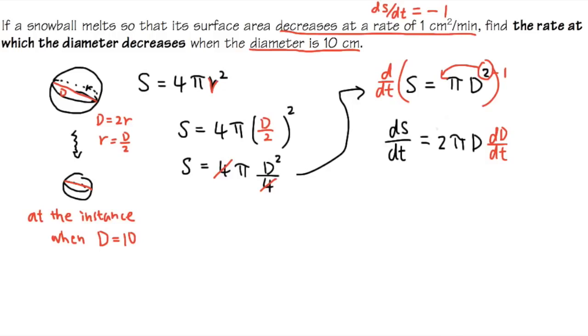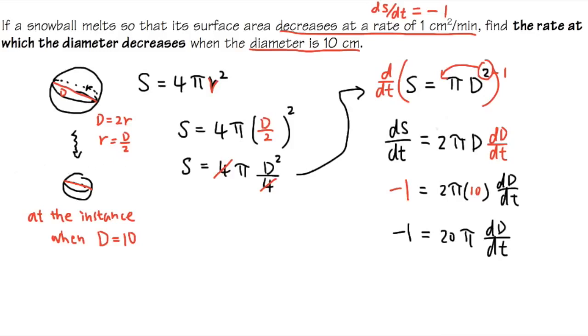So I'm just going to plug in -1 into dS/dt, and then the rest. This is just the 2, and the pi is just the pi. And for the capital D, we are talking about the instance when capital D is equal to 10. So I'm going to plug in 10 right here. At the end, the dD/dt we don't know. So now we can just solve this equation. After we get dD/dt, then we'll be done. This is -1, and this is 2 times 10, which is 20, and this is the pi dD/dt.